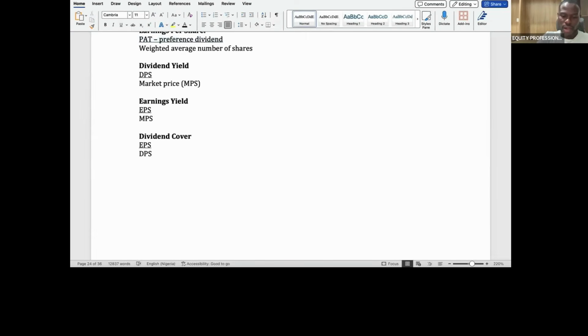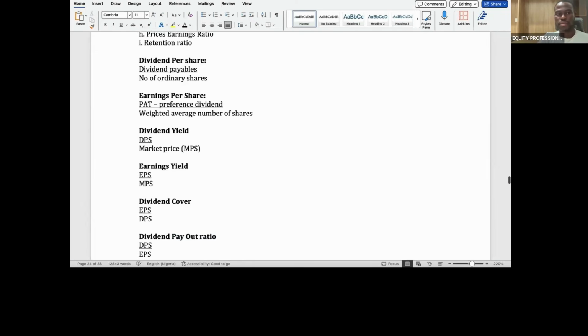Then we have dividend payout ratio, the portion of your earnings that is paid out as dividend. How much of your earnings are you paying out as dividend? That's the reciprocal of dividend cover. So that's DPS over EPS. That's your dividend payout ratio.